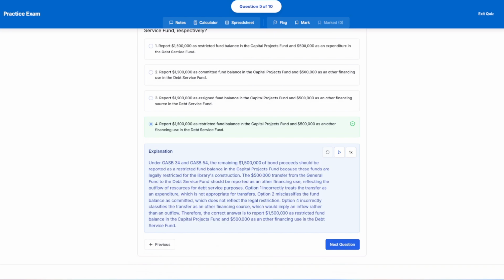When preparing for the exam, always match the nature of the transaction with the appropriate fund balance classification, and remember that GASB loves its distinctions.